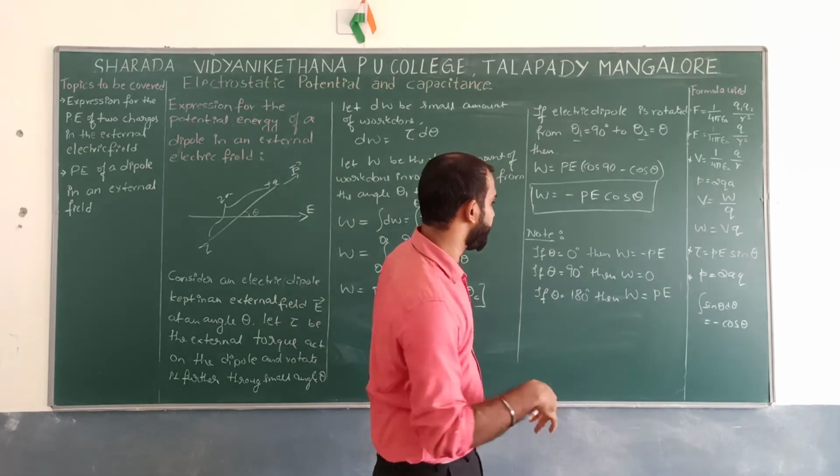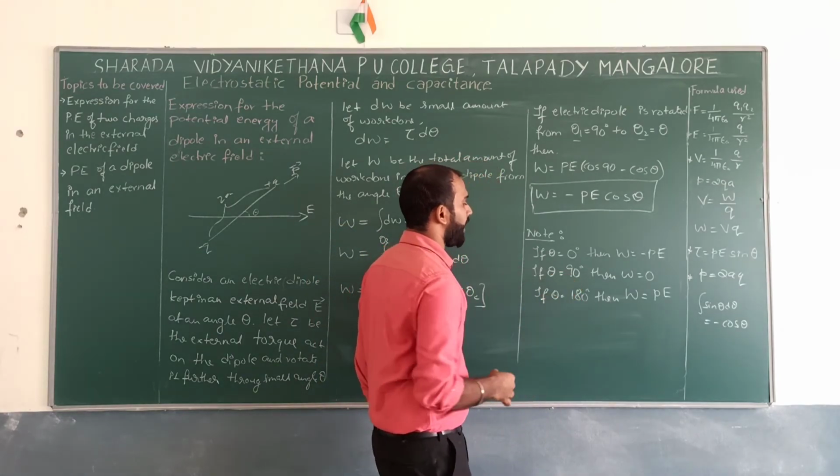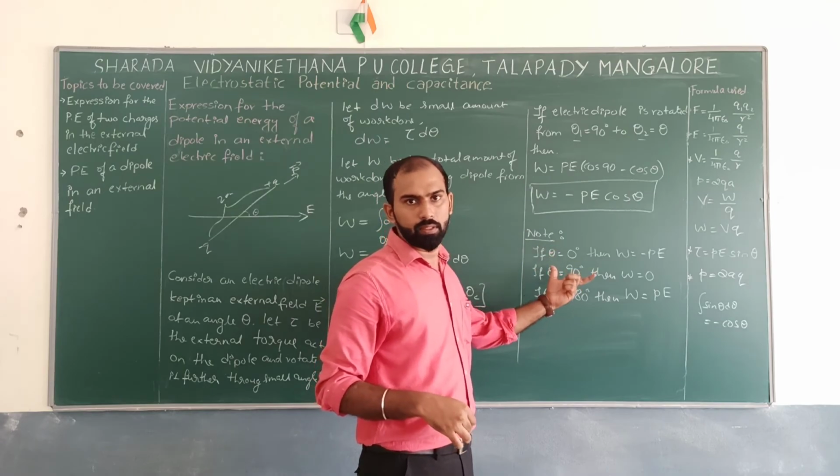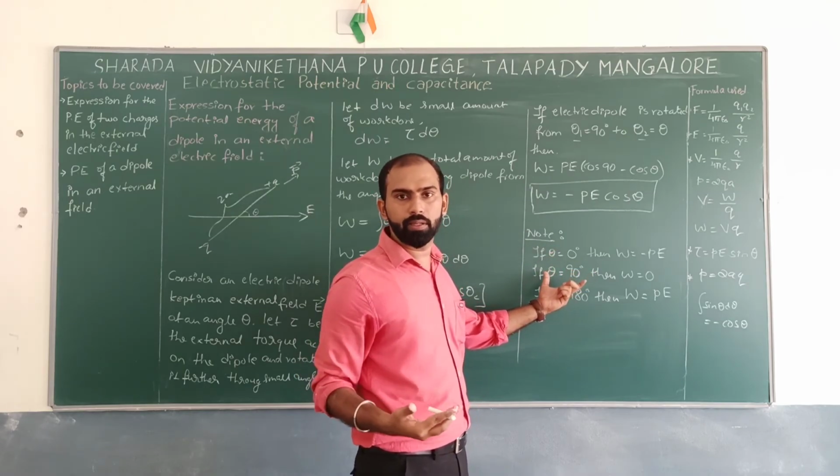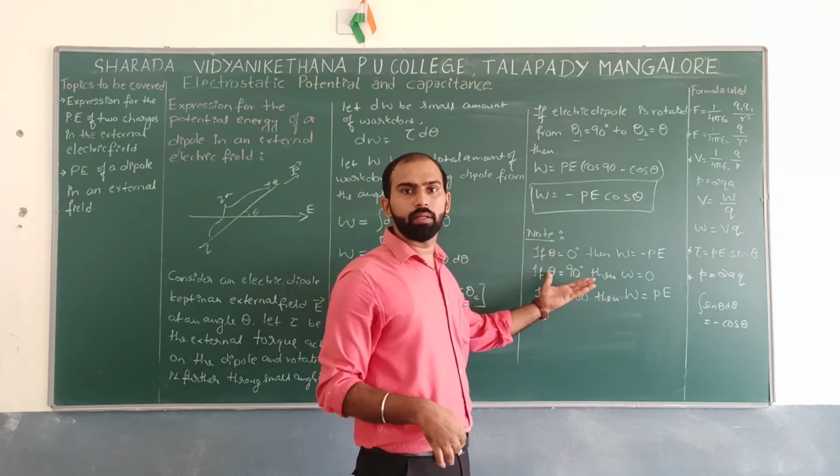Now, if the angle is 90, what is the value of cos 90? That is 0 into anything.